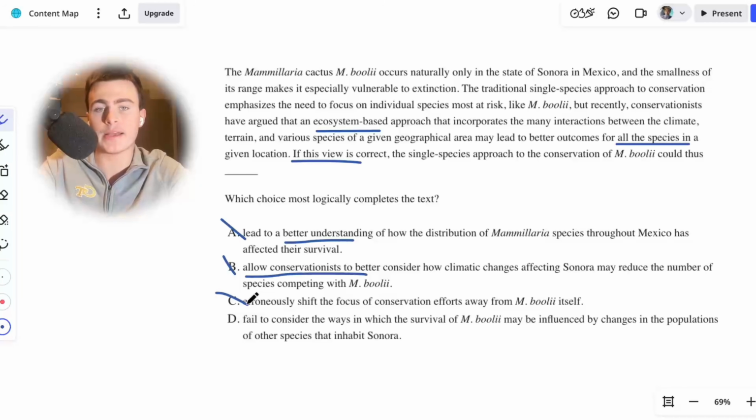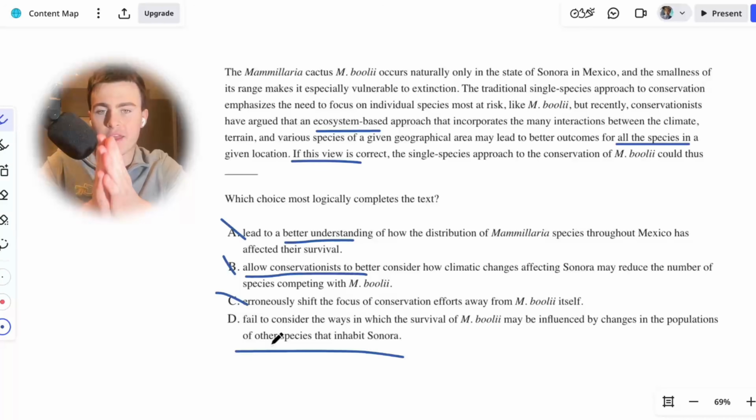It has to be D, but why is D correct? We need to understand why it's correct so we learn it for future questions. Fail to consider the ways in which the survival of MB may be influenced by changes in the populations of other species. What does this mean? This is saying how, considering the new view, which is the wide view, it's better than the single species because the wide view is actually considering the changes in the other populations, which affects the MB cactus specifically. And the single species approach fails to consider these other factors.